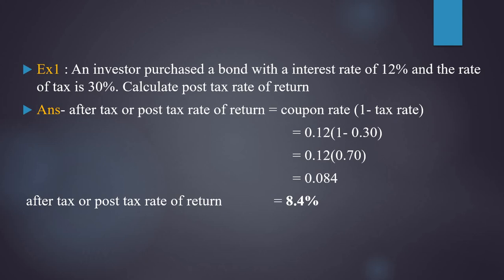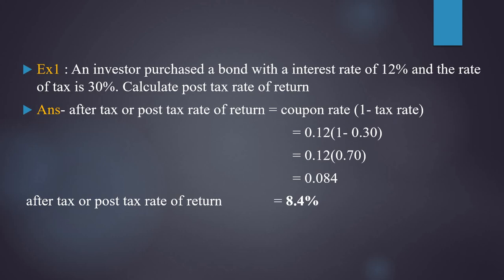Post-tax rate of return, or after-tax rate of return, is equal to coupon rate into the bracket 1 minus tax rate. Coupon rate is nothing but the interest rate on the bond, which is 12%, that is 0.12. The tax rate is 30%, which is 30 divided by 100, that is 0.30. Whatever is in the bracket, we solve first: 1 minus 0.30 is equal to 0.70. So 0.12 into 0.7 is equal to 0.084. This is what we got in decimals.